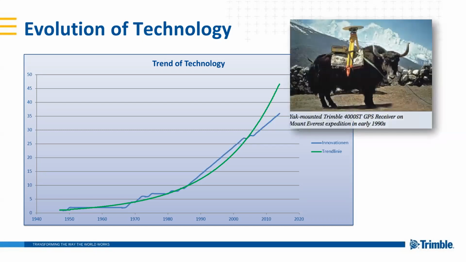If you look a couple of years back, that's not so long ago, there was a team at the base camp of Mount Everest with a yak, with a GPS-mounted system. Later on, they climbed to the top of the mountain to get the actual elevation of Mount Everest. Nowadays, we just laugh about it: we take a drone or satellite information, and we have a highly accurate position and elevation. That's just an example of how steeply technology is increasing.